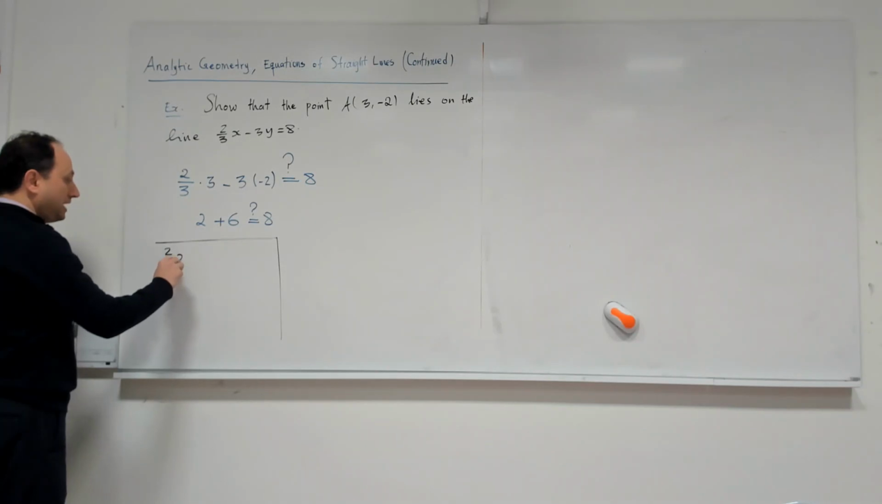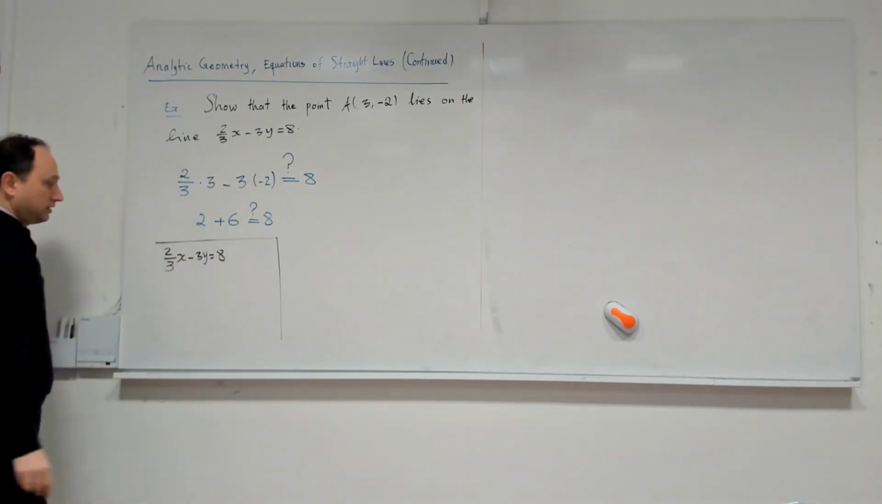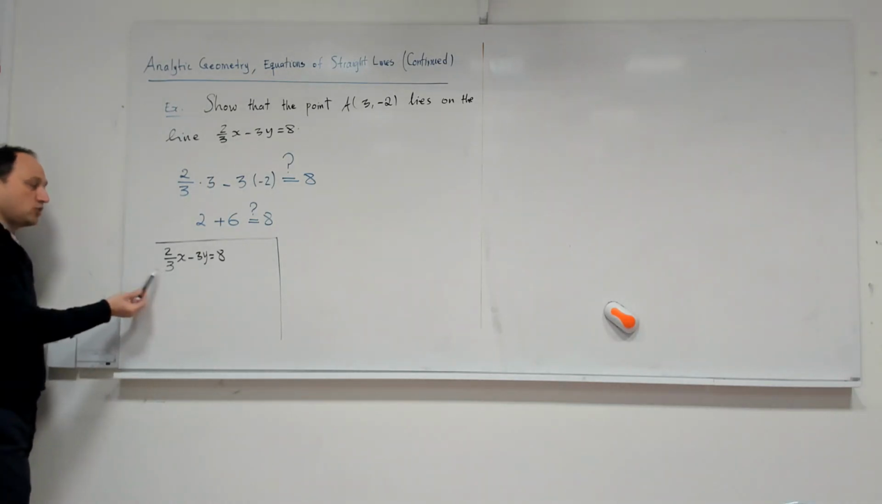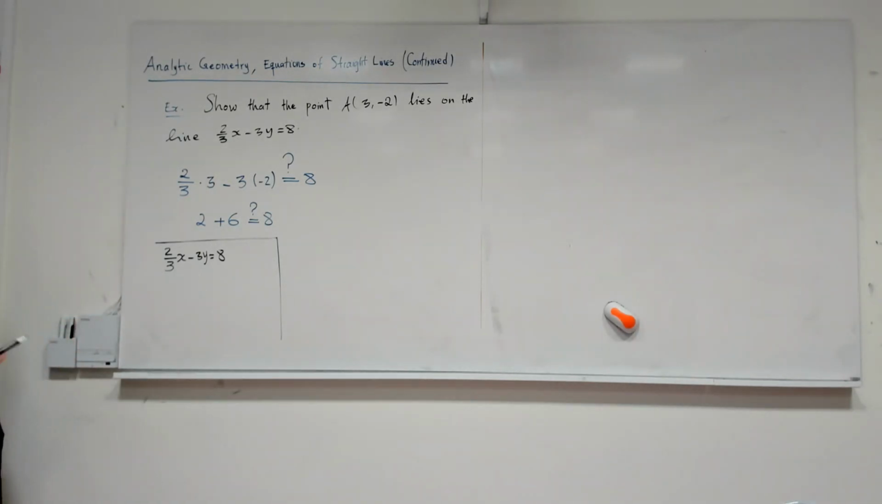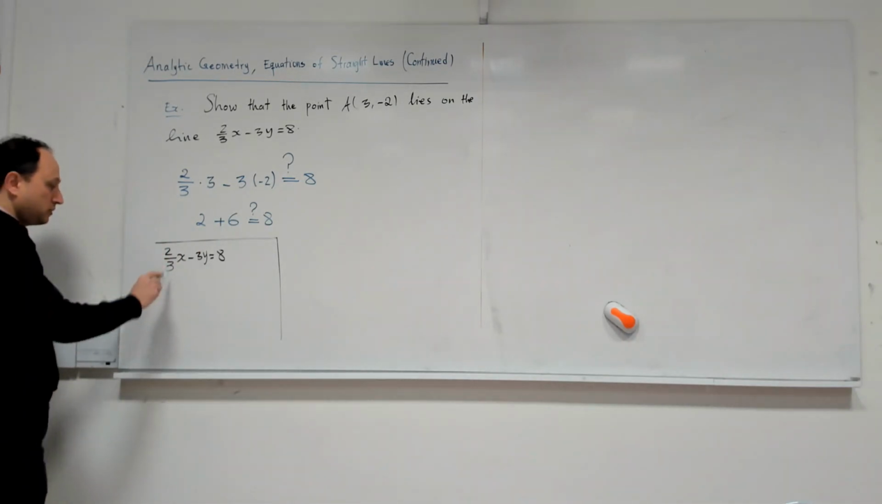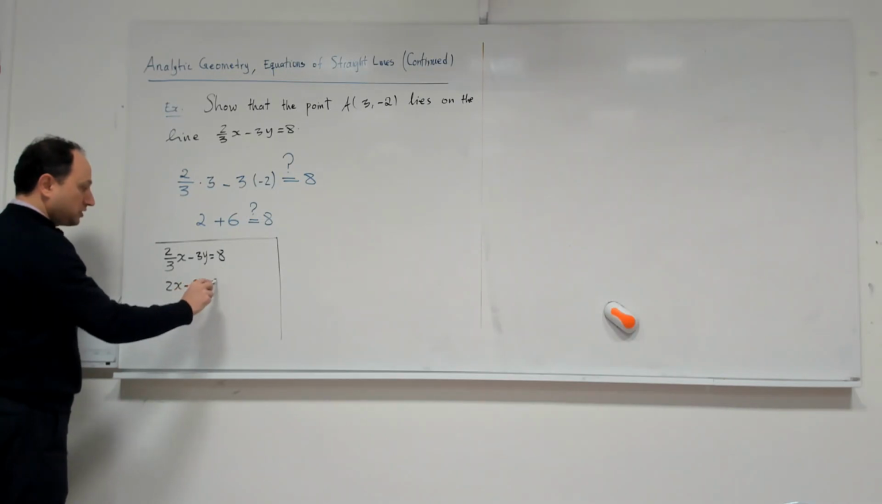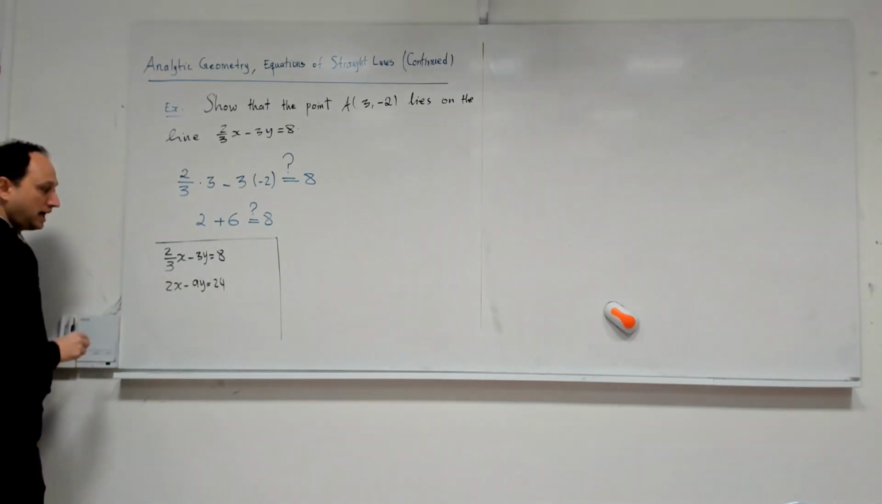So you have to make it right. You see, if I want to answer the k-value, I don't like fractions, so I get rid of them as soon as possible. I get rid of this 3 by multiplying everything by 3. So this becomes 2x, and then it becomes minus 9y, equals 24. And my goal is to make y alone.